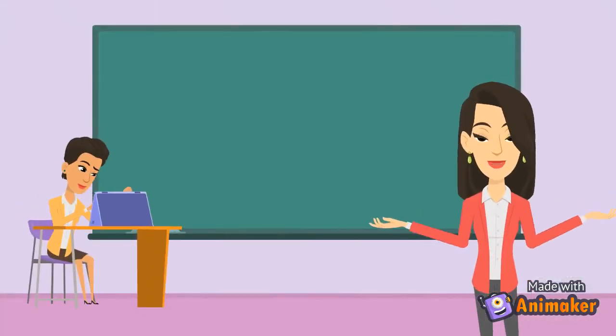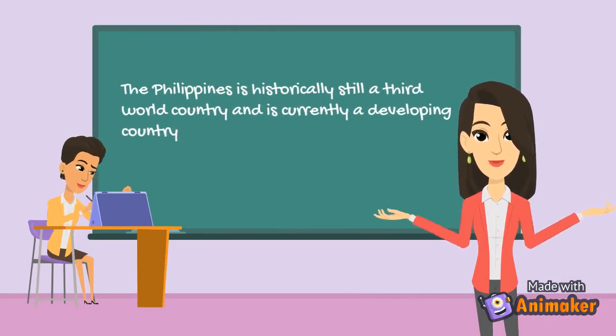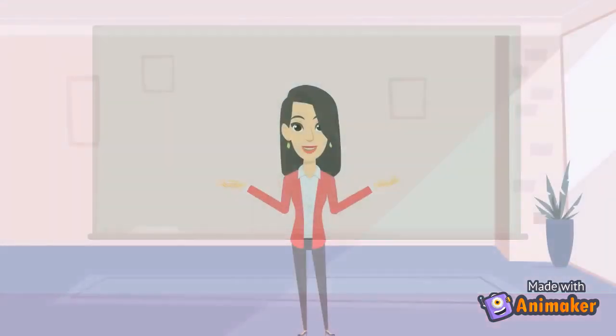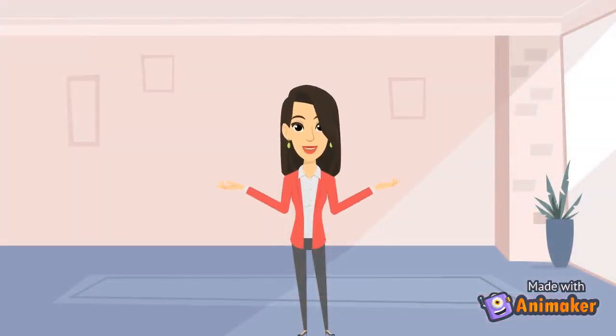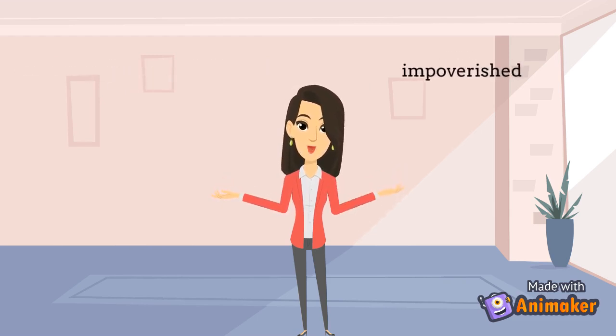With that being said, the Philippines is historically still a third world country and is currently a developing country based on these reports. In our honest opinion, the reports stated above silently speak that the reason the Philippines is still a third world country is that poverty remains one of the mortal enemies of the country. Many remain to be living in an impoverished state. People remain jobless and homeless.